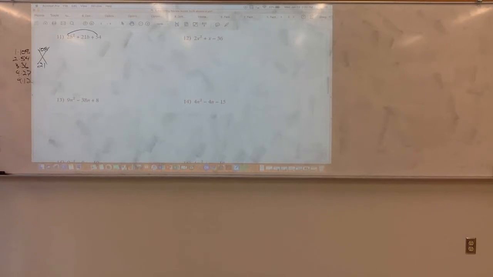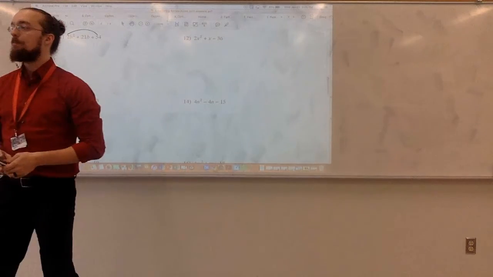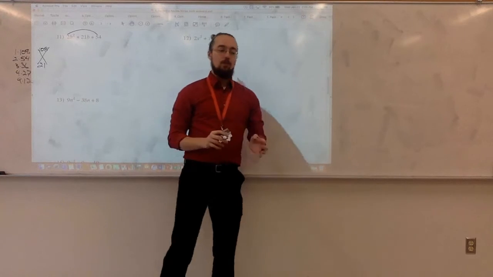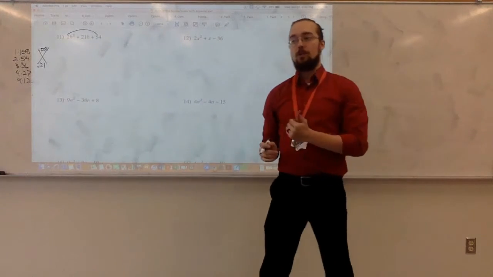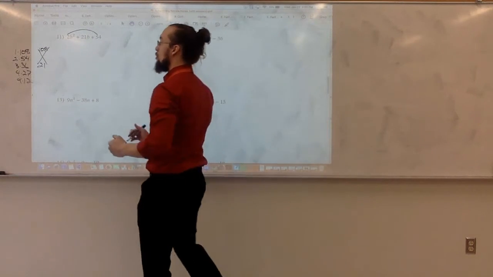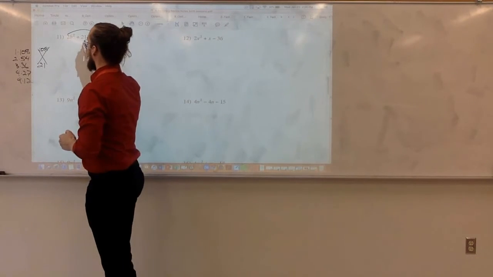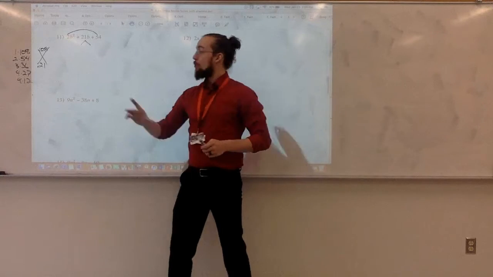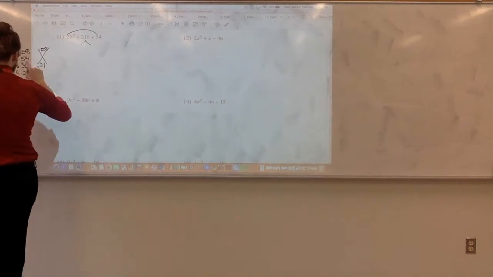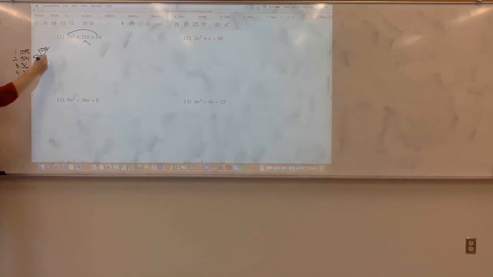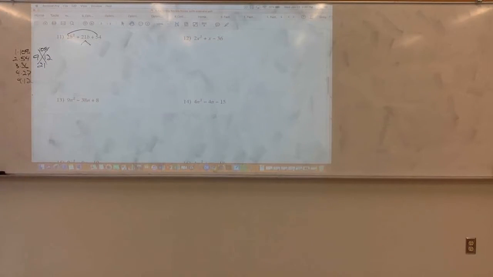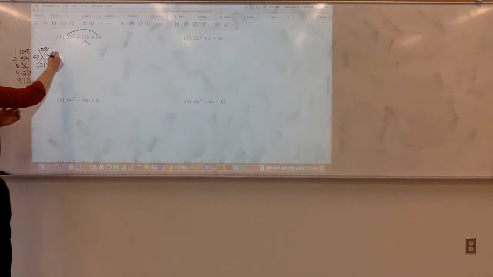Yeah, 9 plus 12 is going to get me 21, right? So now, since my A value is not 1, I cannot go straight to factors. What we have to do, if my A value is not 1, is factor by grouping. So what that means, I'm going to take my two numbers, my 9 and my 12, and I'm going to split this 21b up into 9b and 12b. So that's going to look like this.